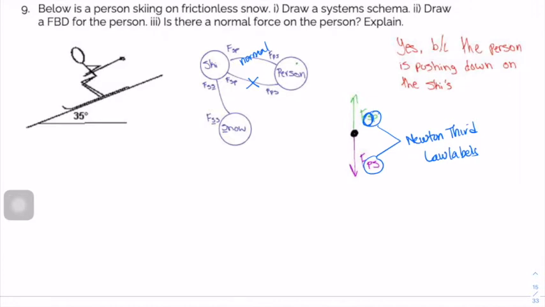So is there a normal force on the person? Yes, because the person is pushing down on the skis. You would have to finish that, and the skis are pushing back. Actually, I'm probably okay with just the red part. All right. And of course, this direction is wrong and it's just the wrong force.